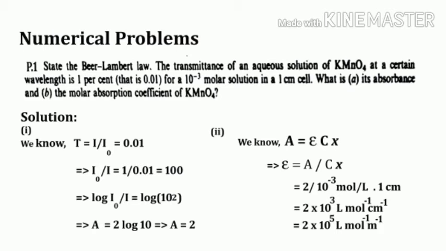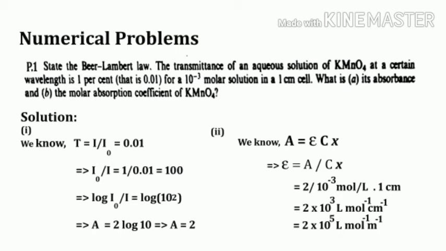The question is: state the Beer-Lambert's law. The transmittance of an aqueous solution of potassium permanganate at a certain wavelength is 1%, that is 0.01, for a 10 to the power minus 3 molar solution in a 1 centimeter cell. What is the absorbance and the molar absorption coefficient of KMnO4? So the first part we already discussed about Beer-Lambert's law. We are going to solve the second part. So let us see how to solve it.